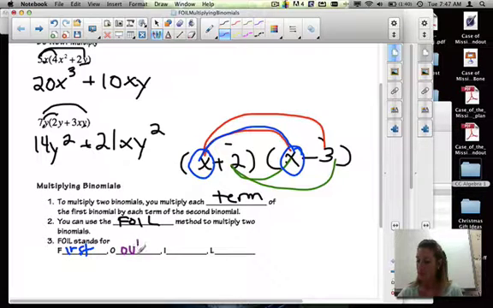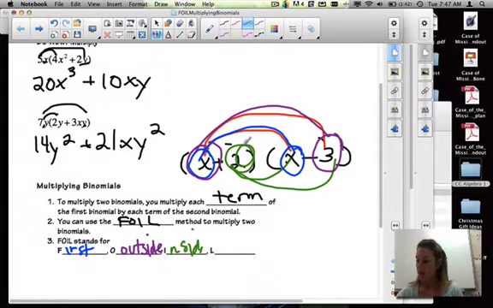Outside. So you would do the outside terms in the set. Inside, so I have a term here and there, and those are inside since in purple it was outside. And then L stands for last. You do the last term in each binomial.